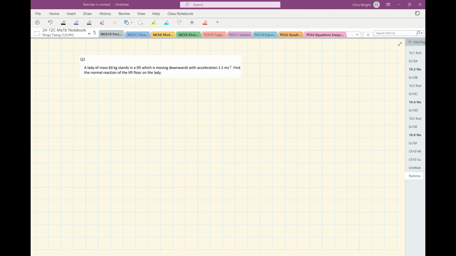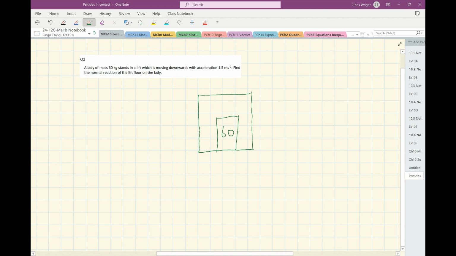Question 2. This time we have a lady in a lift, and the lift is accelerating downwards. So let's have a look. Here she is. She's got a mass of 60, and the lift is accelerating downwards. Okay, find the normal reaction of the lift floor on the lady. Right, well, here she is. She's got a mass, and so she has a weight.